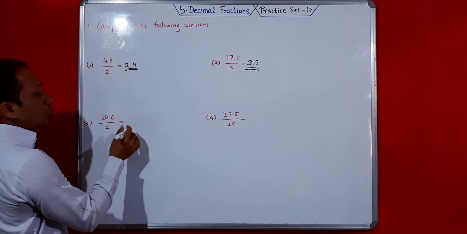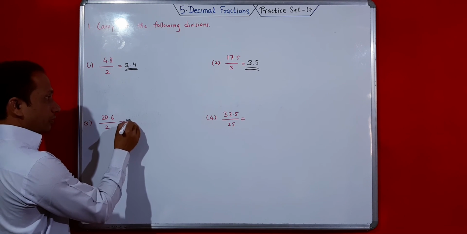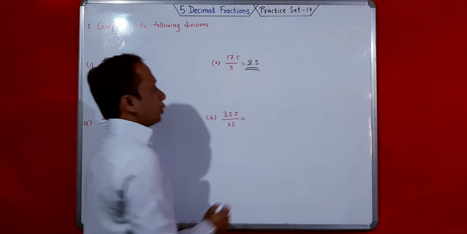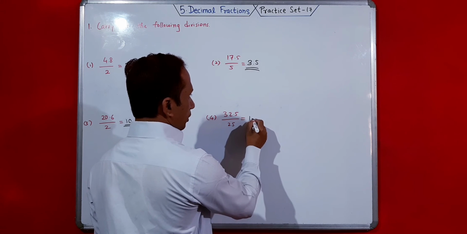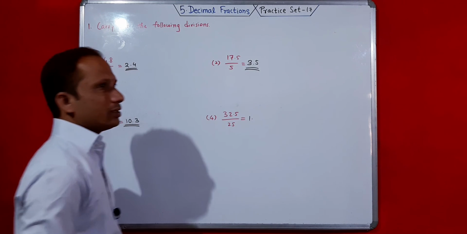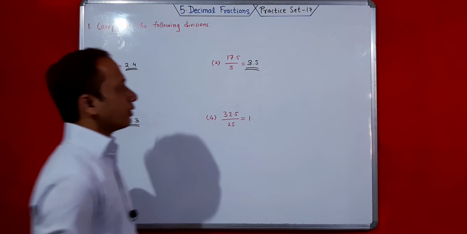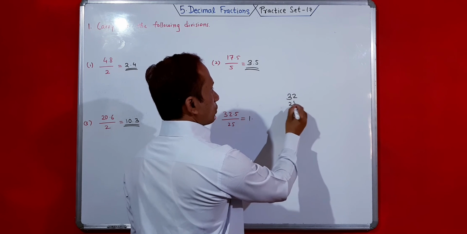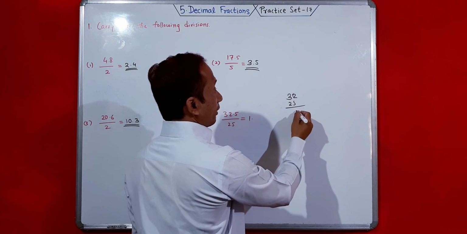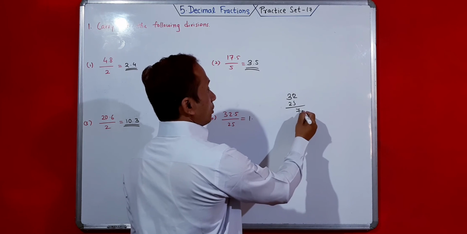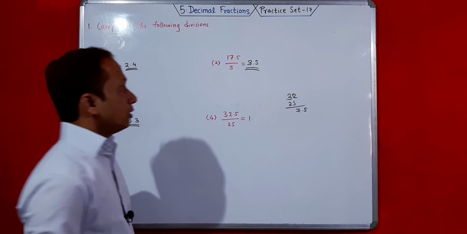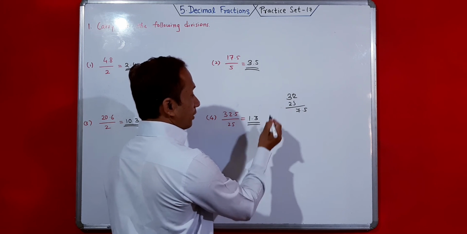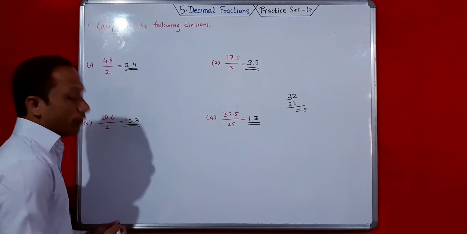So 2 10s are 20 and 2 3s are 6. After the point, 25 ones are 25. And then I will put the point. What is remaining? 25. If I subtract this 25 from 32, what will I get? 12 minus 5 is 7. So it is 7.5, so 25 3s, 75. In this way you have to do this. This is the first question we have solved.